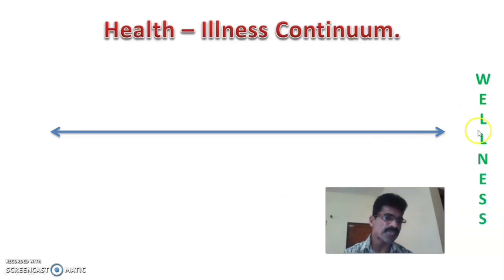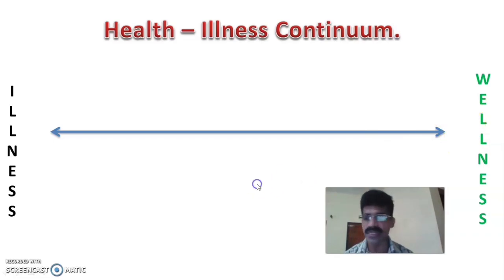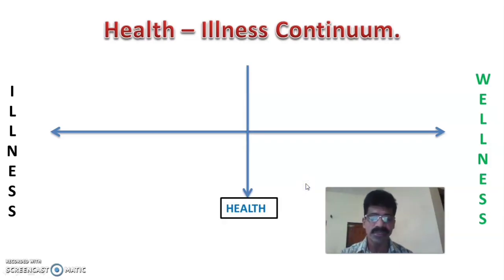Then on the left side you have to write wellness, and on the right side you have to write illness. For this parallel line, the left side is wellness and the opposite side of this spectrum or line is illness. Then you have to cross this parallel line like this. That is the neutral point, which is called health. So first you make a parallel line, then you cross it.